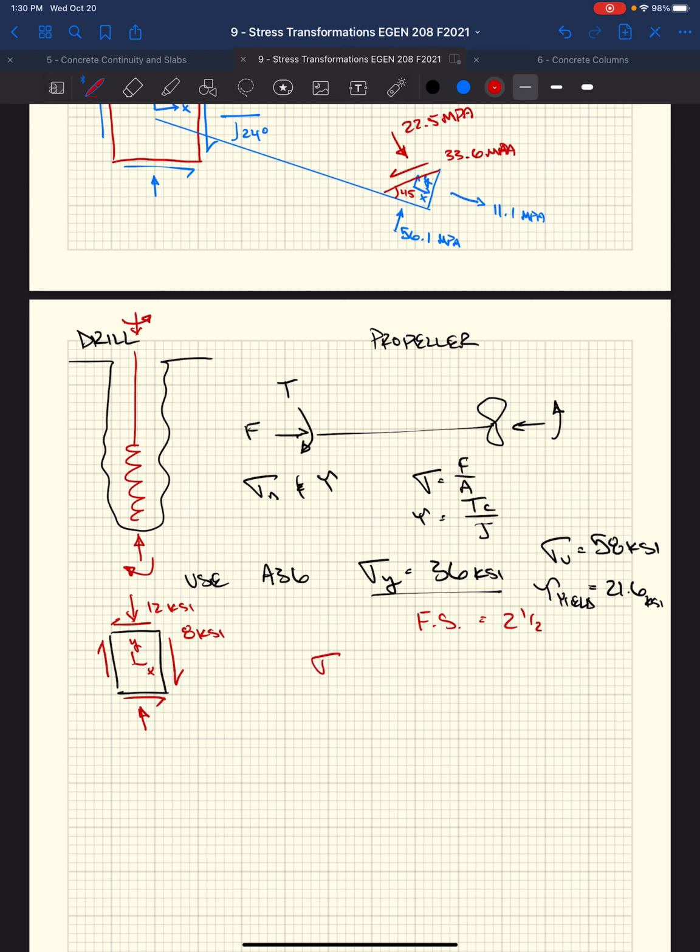So what does that mean? Well, that means we need to determine some of our allowable stresses. Our allowable stress is our failure stress divided by our factor of safety. In this case, I'm designating the failure stress as being the yield stress. So we have 36 KSI over 2.5, so we get an allowable stress of 14.4 KSI.